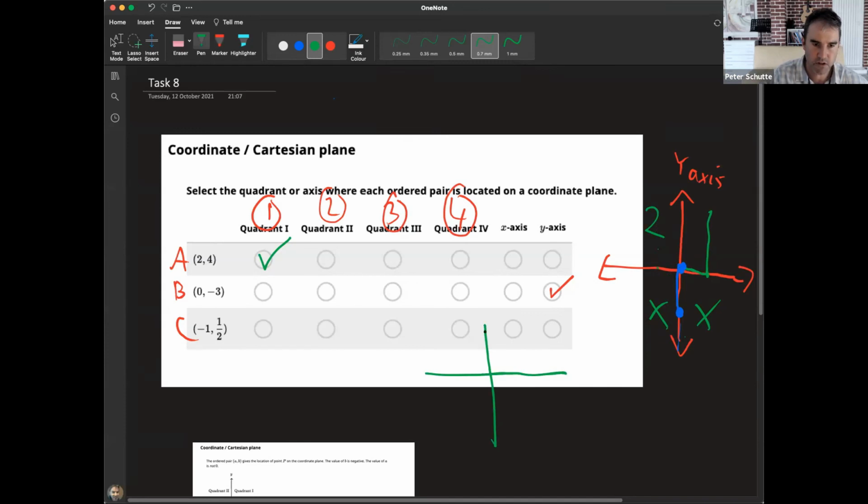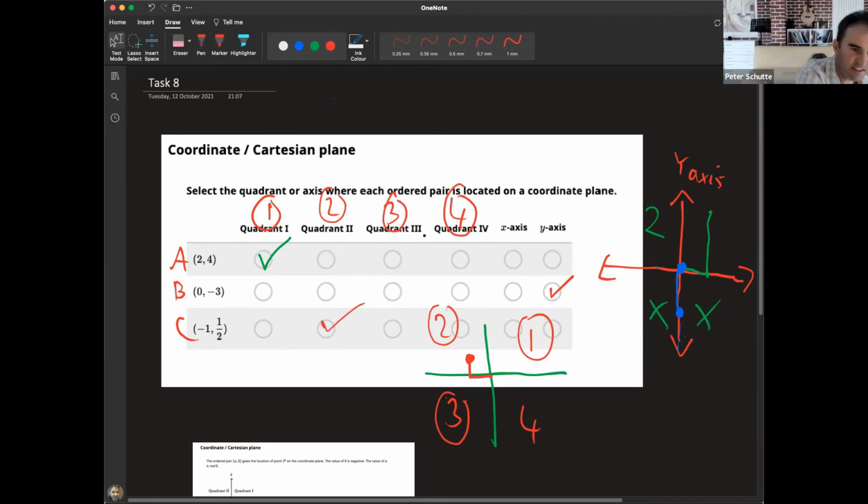So I've got my Cartesian plane. I first go across by 1, and then I go up by a half. And so I told you that's quadrant 1, that's quadrant 2, quadrant 3, and quadrant 4. And so I would be in quadrant number 2. Okay. So definitely something which we can practice.